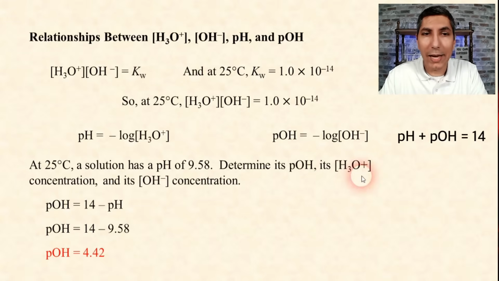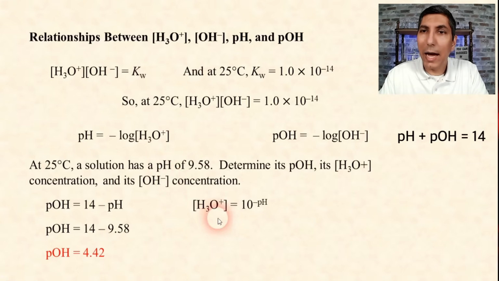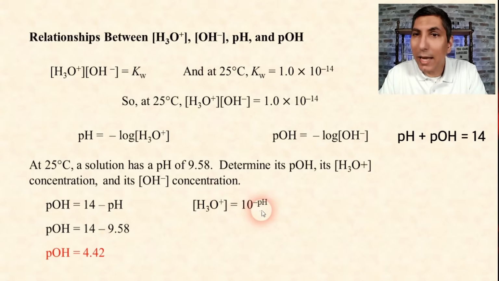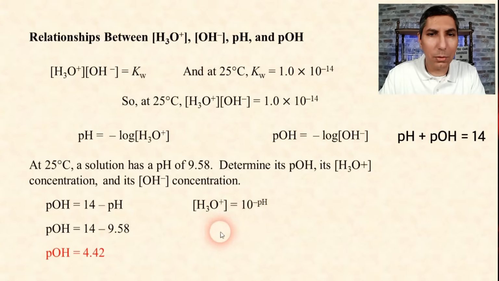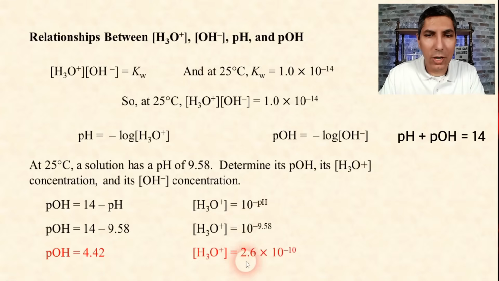Let's do the next one, the hydronium ion concentration. Well, if we know the pH, we can figure out the hydronium ion concentration by taking the negative antilog of the pH. That just means we take 10 to the negative pH power. So 10 to the negative 9.58 is a concentration of 2.6 times 10 to the negative 10th. So that's the concentration of hydronium.